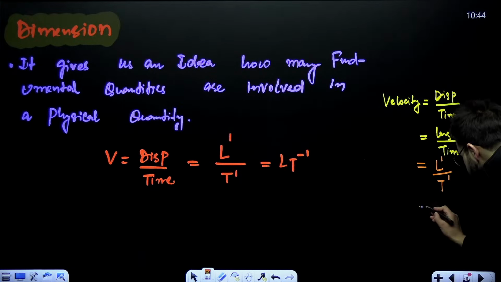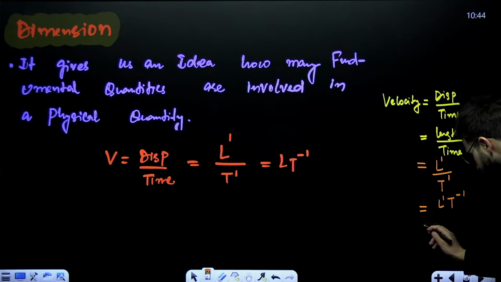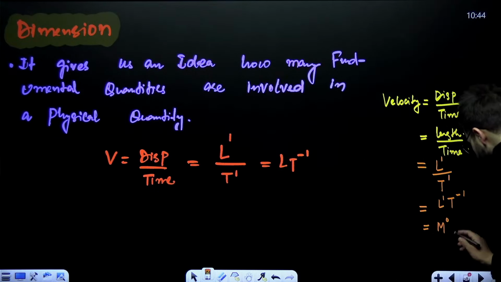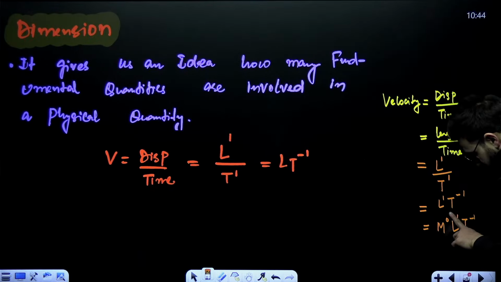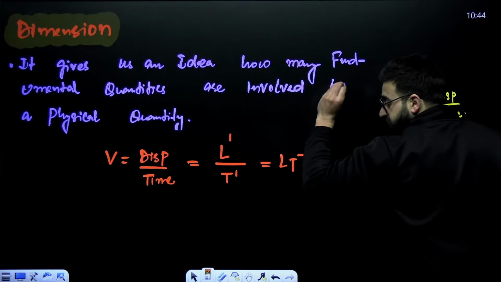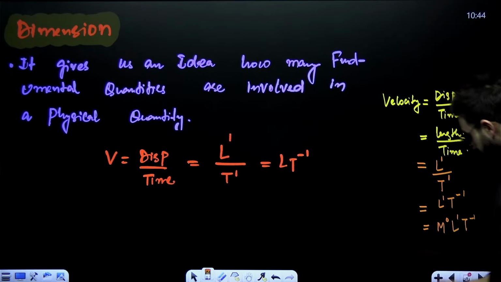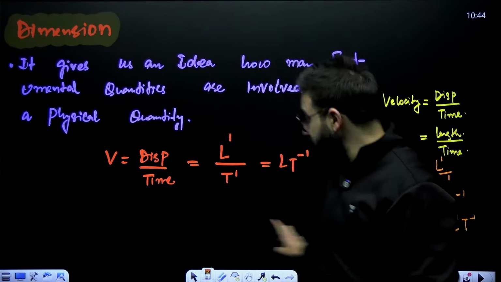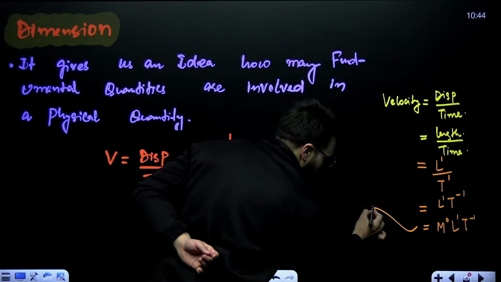So if you take this in the numerator, it'll become L1 T minus 1. Some people also write it like this, M0 L1 T minus 1, because no mass is involved. M0 means no mass is involved in the velocity. There is no mass term in the velocity. L1 means there is one length in this. And T minus 1 means there is one time in the velocity, that too in the denominator. That's why we got the minus 1 over here. And we say this is the dimensional formula of velocity.